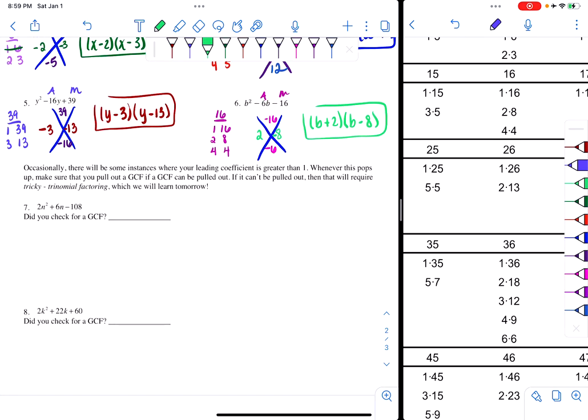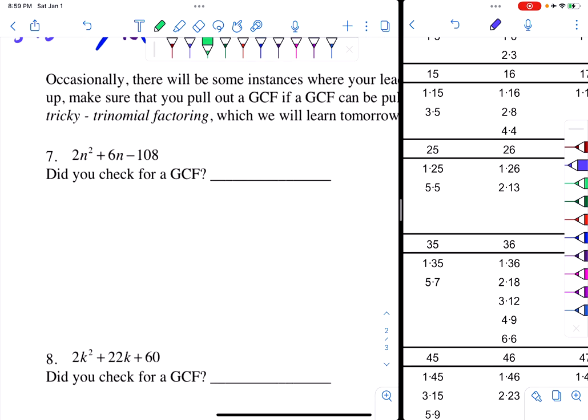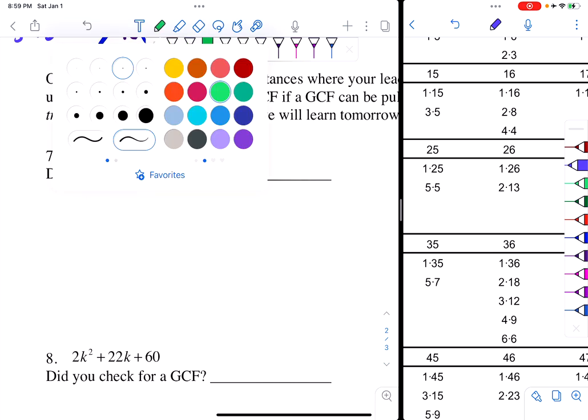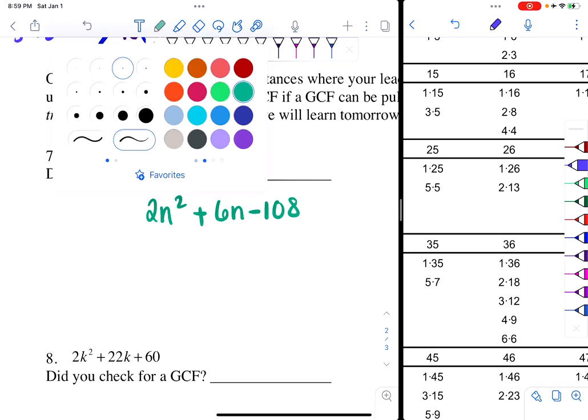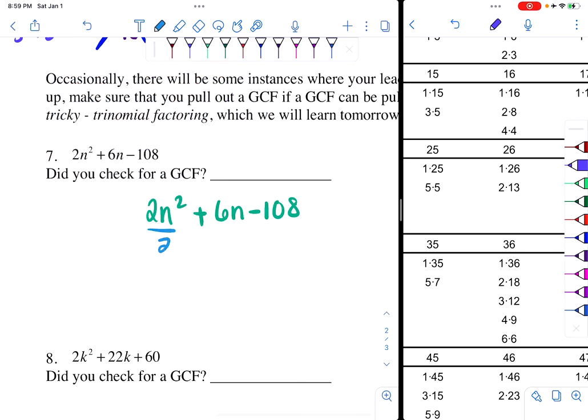Occasionally, though, there will be some instances where your leading coefficient's greater than 1. When this pops up, make sure that you pull a GCF, if there is a GCF that can be pulled out. If it can't be pulled out, then this will require tricky trinomial factoring. So for today's examples, you're just going to literally divide out by your leading coefficient. My leading coefficient's a 2, so I'm going to divide each of these terms by 2. I have 2n squared plus 6n minus 108.